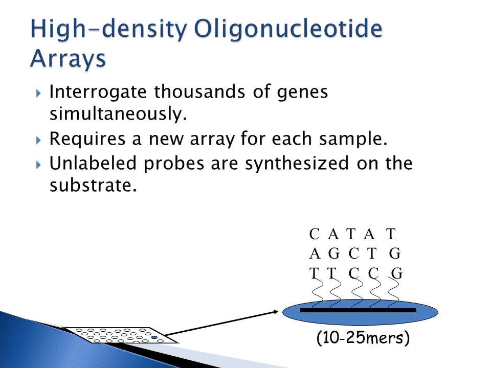So your high-density oligonucleotide arrays. You can look at thousands of genes all at the same time. So what you would do is you would have an array for each sample that you wanted to analyze. Your unlabeled probes are then bound onto your substrate. And usually these probes are going to be between 10 and 25 nucleotides in length. So these are your oligomers, so they're 10 to 25 mers sitting on your substrate.